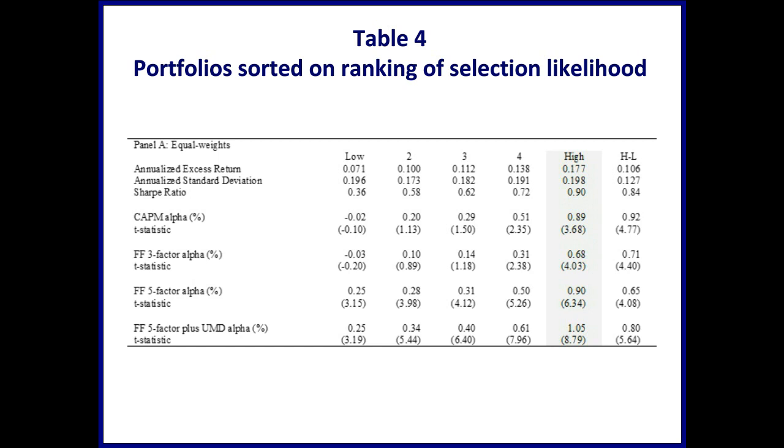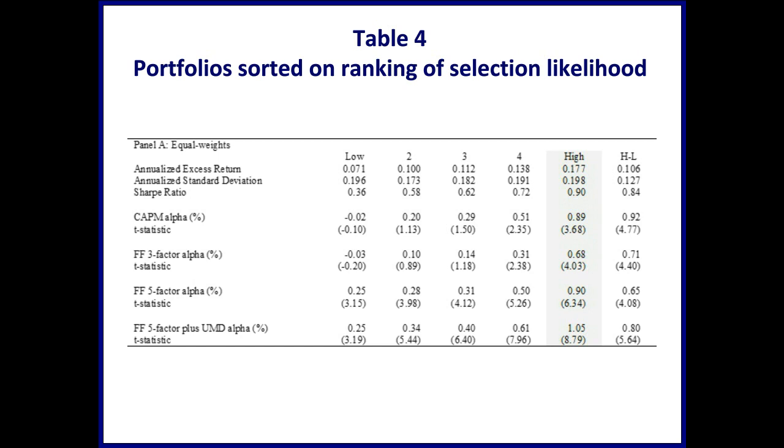So the first column labeled low is the least likely to be selected. And as we move to the right, the likelihood of being selected for buyout is increasing. The column labeled high, these are the top 20% of all stocks in terms of their likelihood of being selected for buyout. And then the rows are showing different summary statistics for these portfolios.